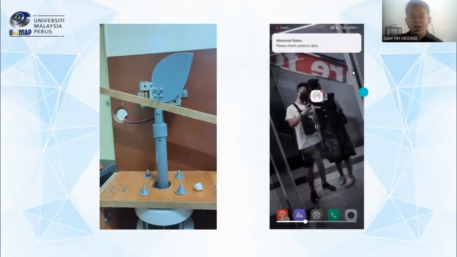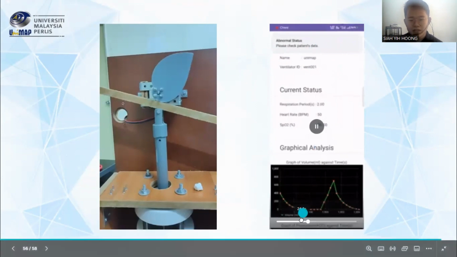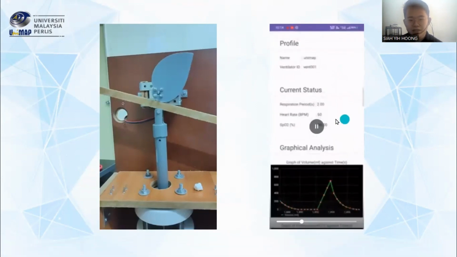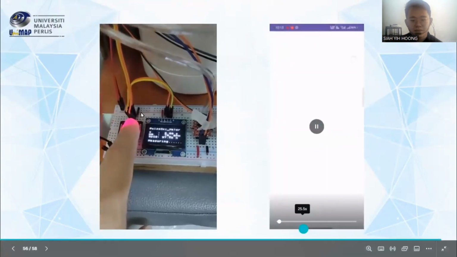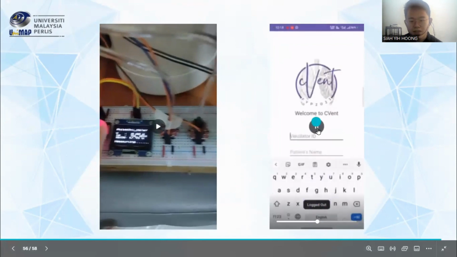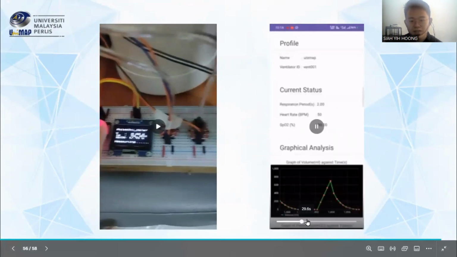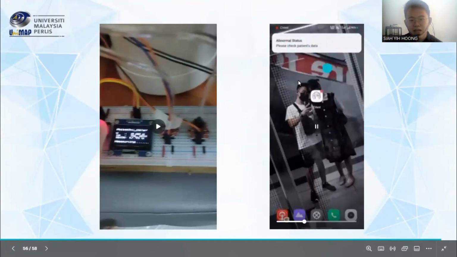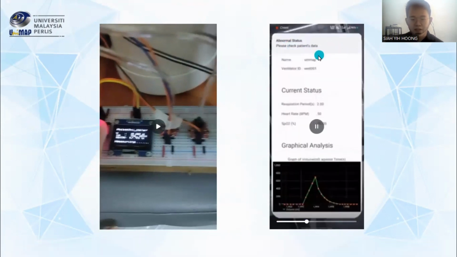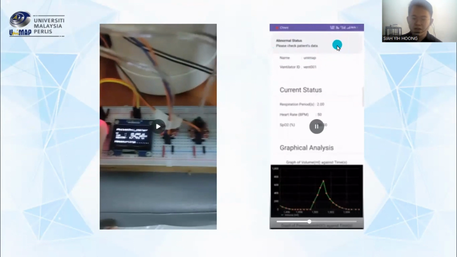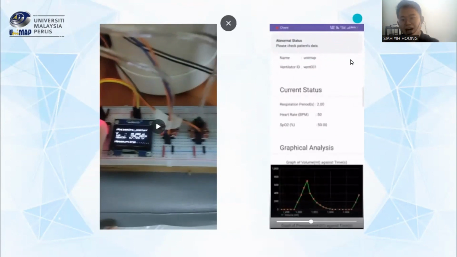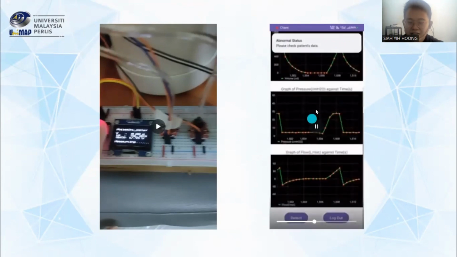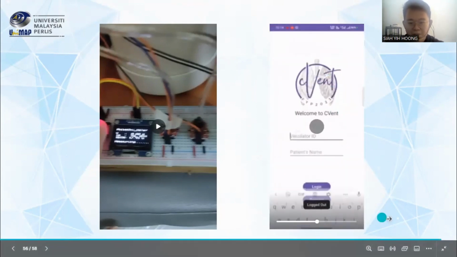And this is the alarm. Whenever the patient's heart rate falls below 50, and the oxygen level becomes 60, sorry, it will trigger the alarm system. Even if I quit the app, the notification still exists. It will keep ringing until the patient's levels are back to normal. And I press log out.